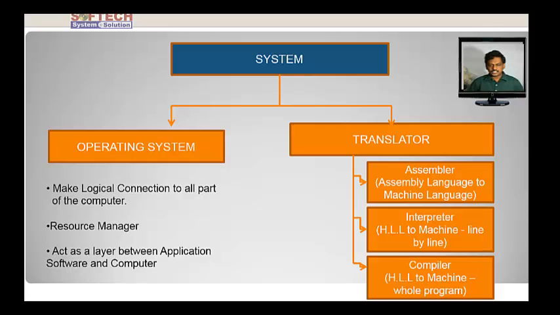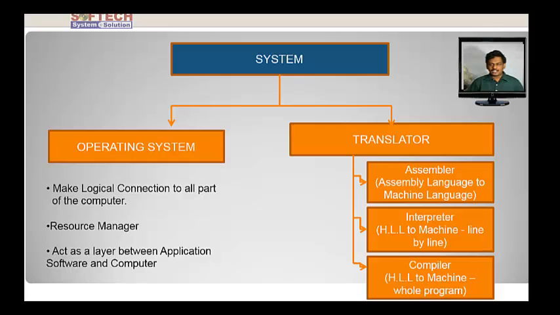So the operating system provides a logical connection to all parts of the computer. Then it acts as a resource manager. What are the resources? Keyboard, mouse, monitor, internal memory, hard disk. So these are all the resources. It manages the resources, so it acts as a resource manager.